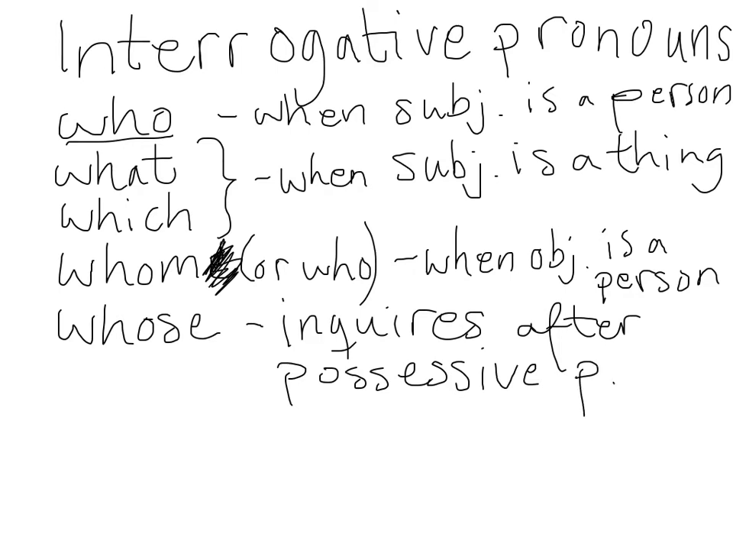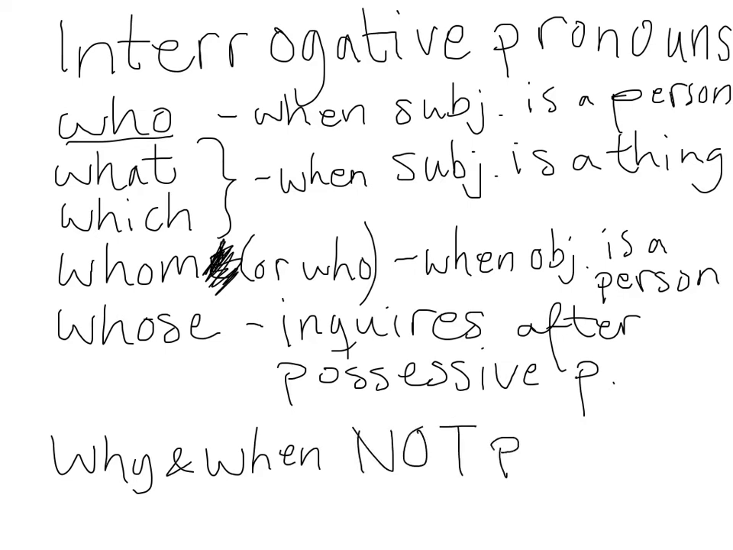And then there are words that are interrogative, like why and when, that show that they are question words. So they show that something's a question and not a statement. But why and when are not pronouns. So when we're talking about interrogative pronouns, you're only talking about who, what, which, whom or who, and whose. And that were all the different pronouns that we were going to go through. And next we're going to go into conjunctions.